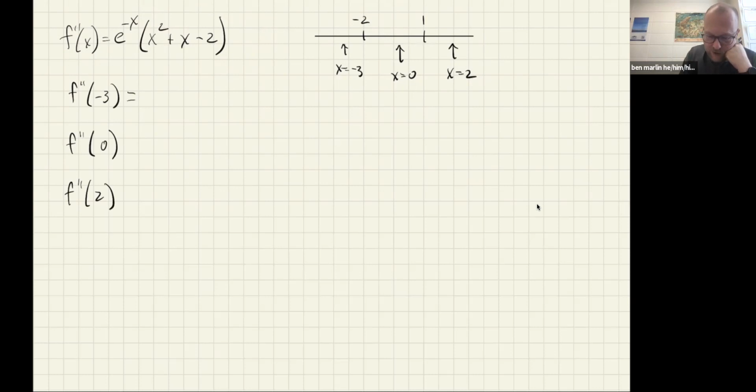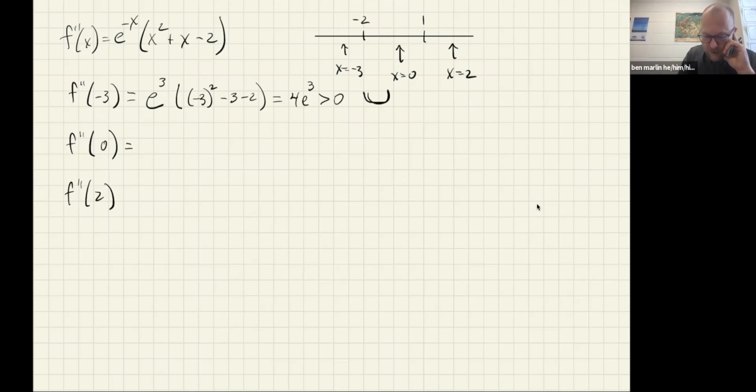Okay, so we just have to plug in here. E to the minus 3 is e to the positive 3. So that's going to be like 20 or so. Okay, and then you'll have to say minus 3 squared. Remember, when you square a negative, it will become positive. Minus 3 minus 2. So we'll have 9 minus 5. So we'll have 4 e to the third, and that's positive. And that means we've got something that is concave up in that region.